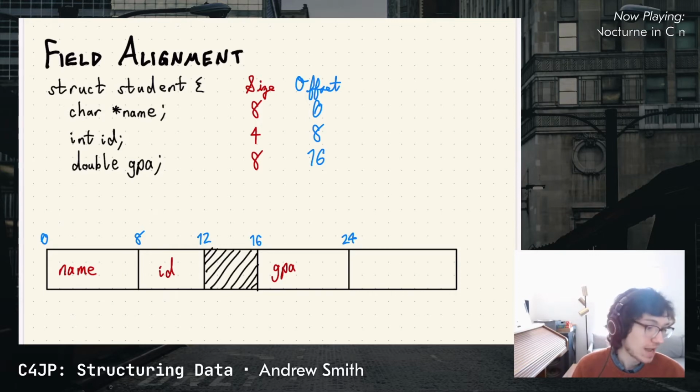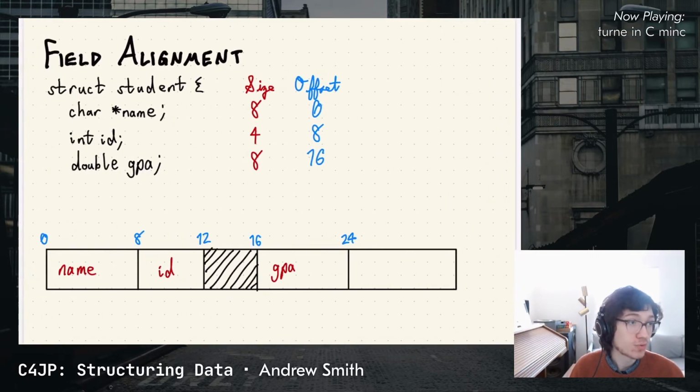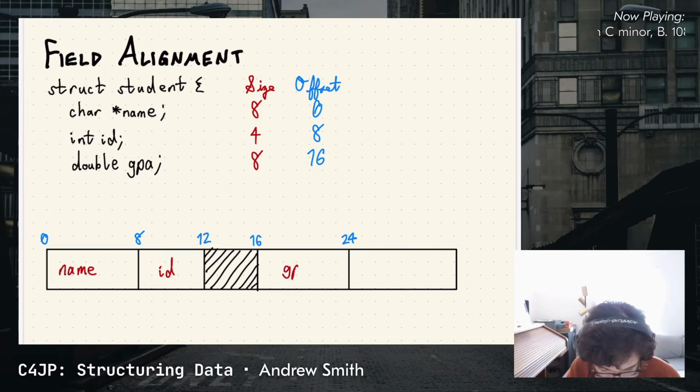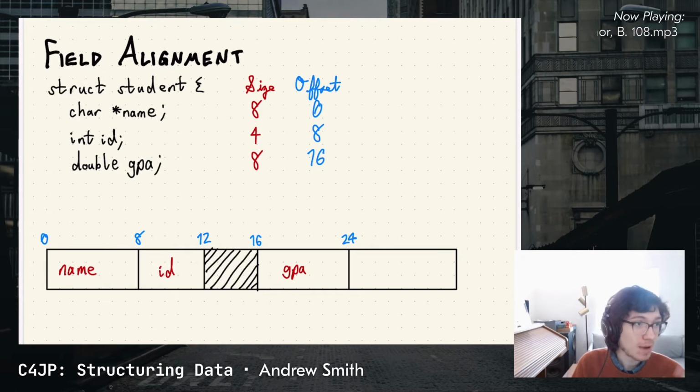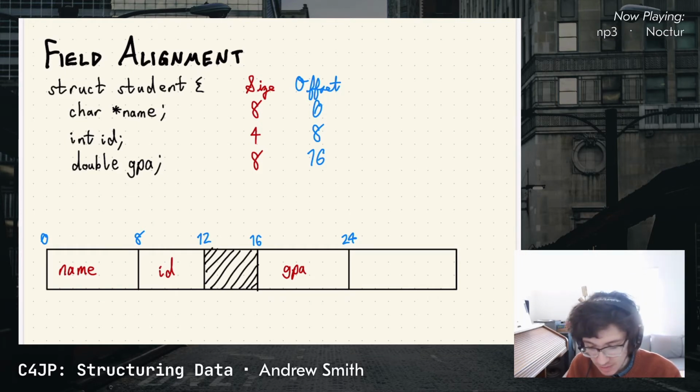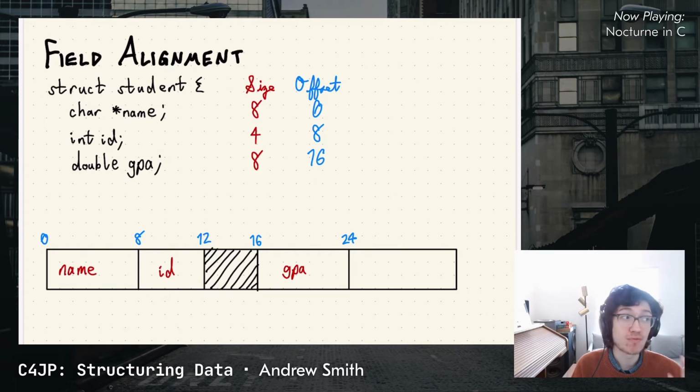So yeah, the question now is, why on earth do we do this? This seems kind of stupid. Why would you ever align data? Why would you waste space inside of a struct? Well, there are several reasons for this. The biggest one is that some platforms enforce this alignment. So some platforms will require you to align your data in order to load it from memory.